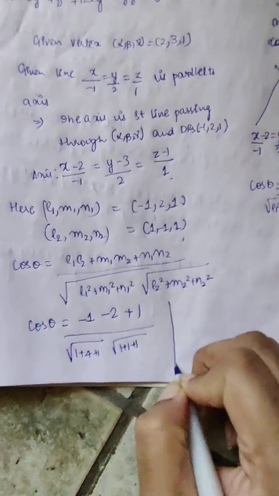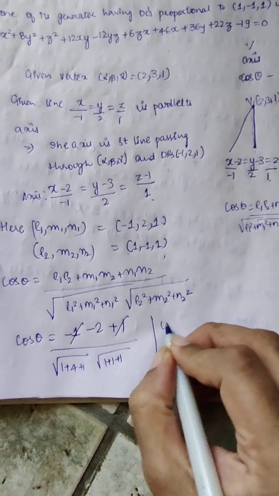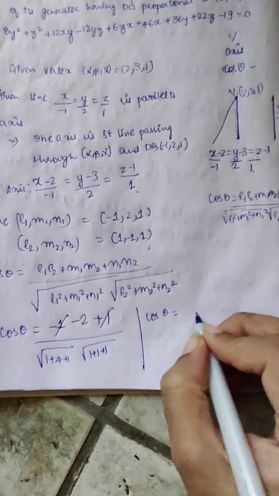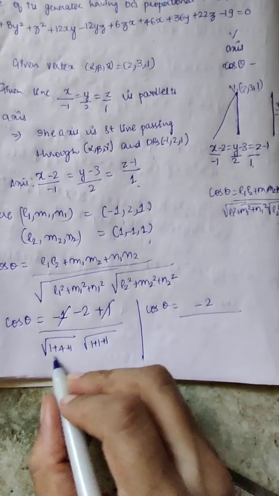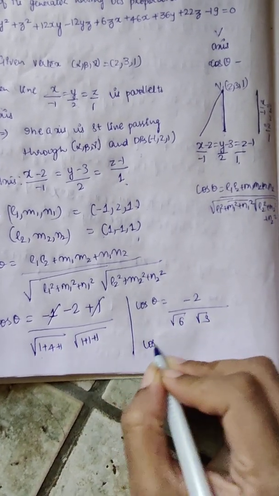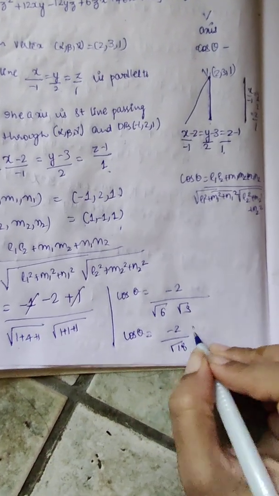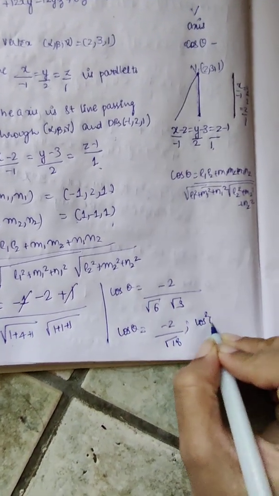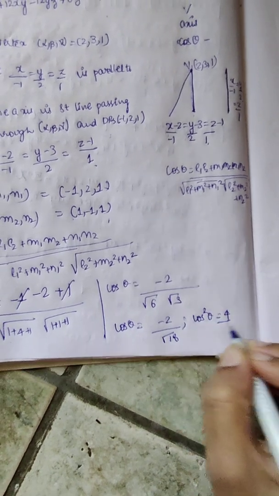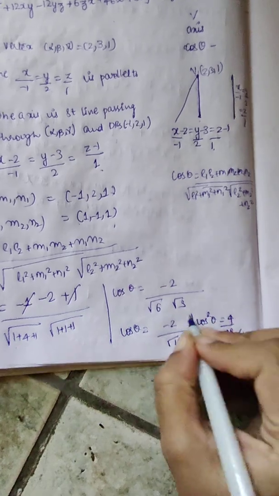So I'm going to get, plus 1 and minus 1 would get cancelled. So I'm going to get cos theta, which is minus 2, whole divided by root 6 and root 3. So my cos theta would become minus 2 by root 6 times 3, which is 18. But then in the formula, I require cos square theta. So I'll find it out and keep it aside, so that will be easy for me to pick up. So 4 by 18 under root. So this is my cos square theta.